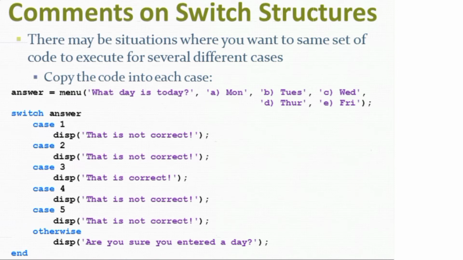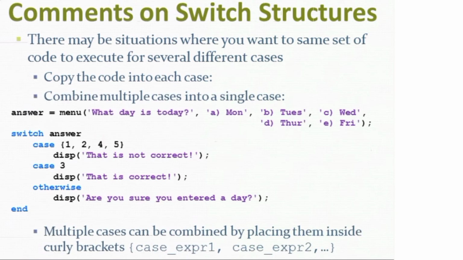This would work if the user selected Monday, Tuesday, Thursday, or Friday, it would display that is not correct. If they selected Wednesday, then it would say that is correct. What you can do instead, though, is using the curly brackets, you can give it a set of values. In this case, we have the set of 1, 2, 4, and 5. So if answer is equal to one of those values, 1, 2, 4, or 5, it will display that is not correct. If the answer is of value 3, so the user selected Wednesday, it would display that is correct.